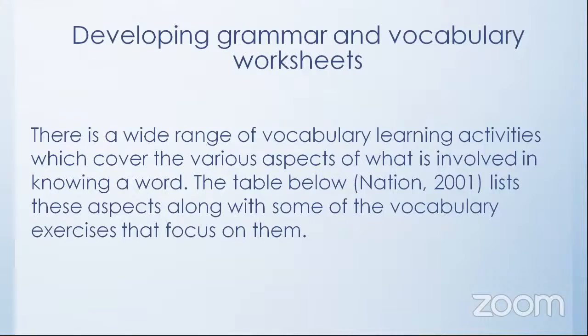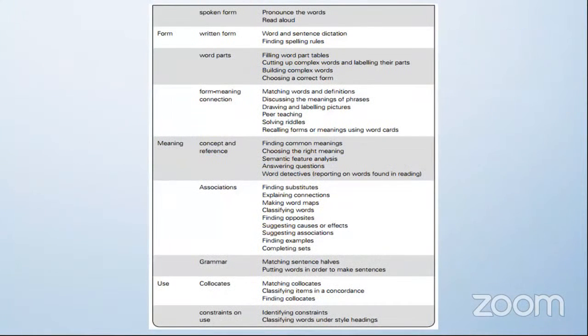Well, as for vocabulary worksheets, there is a wide range of vocabulary learning activities which cover the various aspects of what is involved in knowing a word. Here we can see the table of various vocabulary materials. Basically, they can be divided into three main categories: form, meaning, and use. As for form, these activities can develop speaking skills. It can be the spoken form, the written form, word parts, and form-meaning connection.